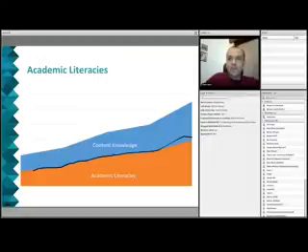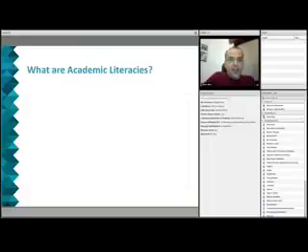We also develop the depth and breadth of academic literacies. We develop the level of skill that we use throughout a program, and content knowledge, of course, will also develop with it. But so what are academic literacies? What actually are we really talking about?